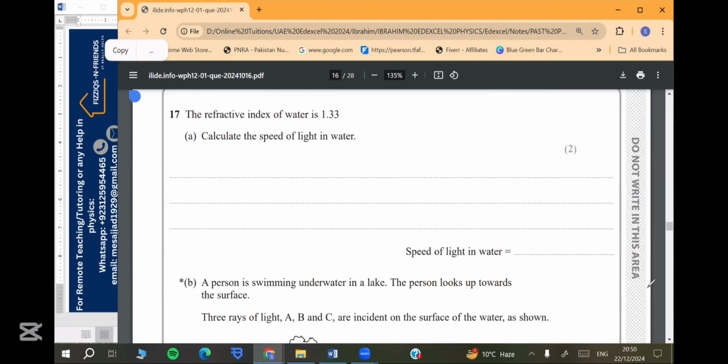The refractive index of the water is 1.33. Calculate the speed of the light in water. Okay, pretty straightforward question. n equals c over v. This is speed in air.